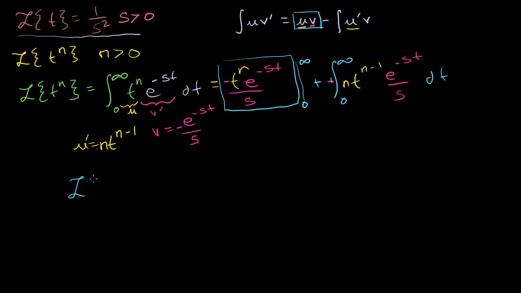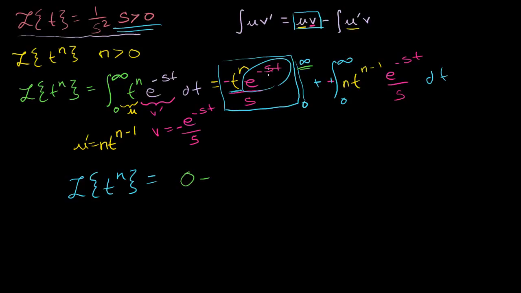Let's see if we can simplify this a little bit. So we get our Laplace transform of t to the n is equal to this evaluated at infinity and evaluated at 0. So what's the limit of this as t approaches infinity? As t approaches infinity, you might say, oh, this t to the n term becomes really big. And I went over this in the last video. But the exponential term overpowers it because you're going to have e to the minus infinity if we assume that s is greater than 0. So if s is greater than 0, this term is going to win out and go to 0 much faster than t to the n is going to go to infinity. So when you evaluate it at infinity, you're going to get 0.